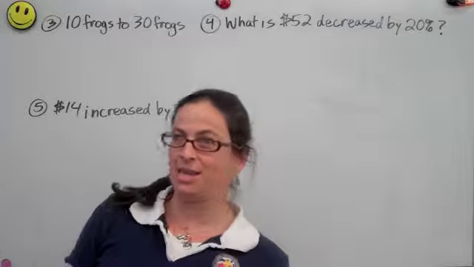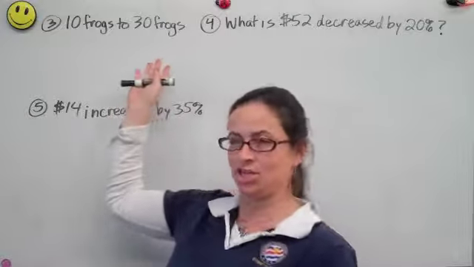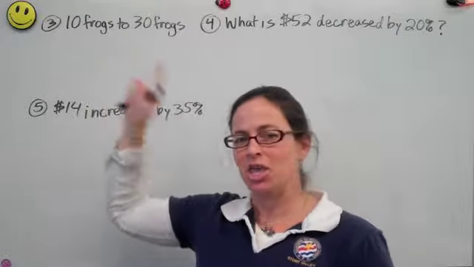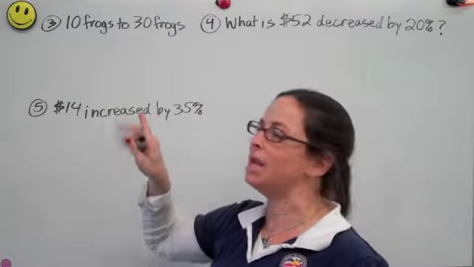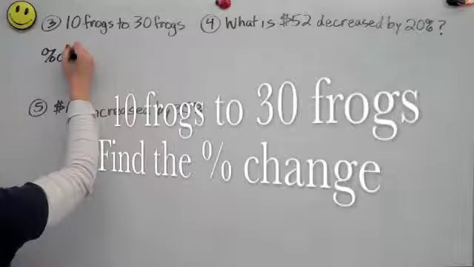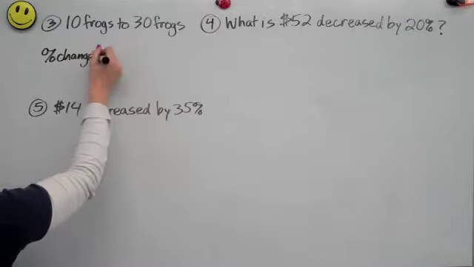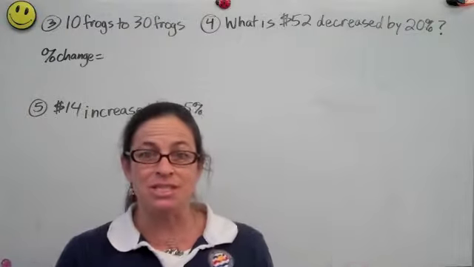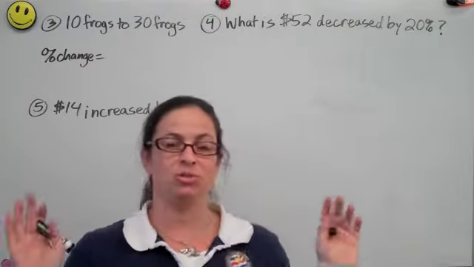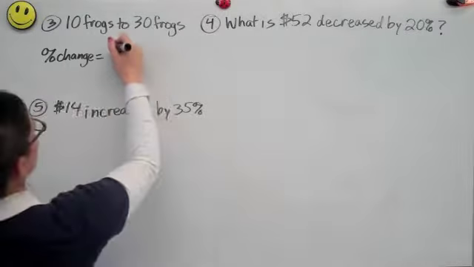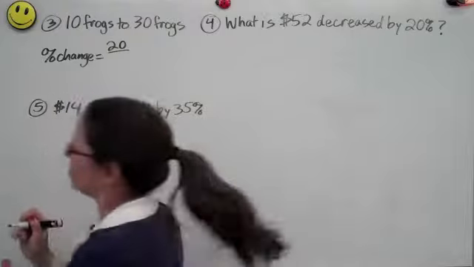Number 3, 10 frogs changed to 30 frogs. Is this an increase or decrease? If you'd like, pause the video for a minute. Increase, decrease. So what is it? That's right, you do the difference over the original. So what's the difference between 10 and 30? 20. Great. And you put that over the original.